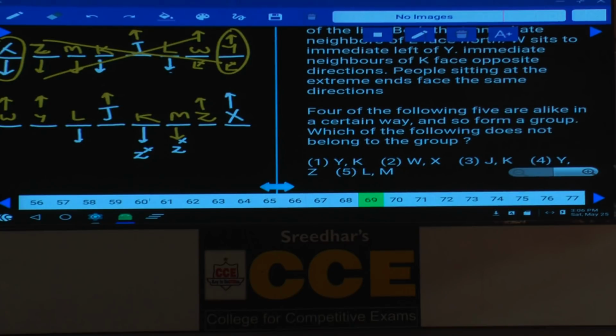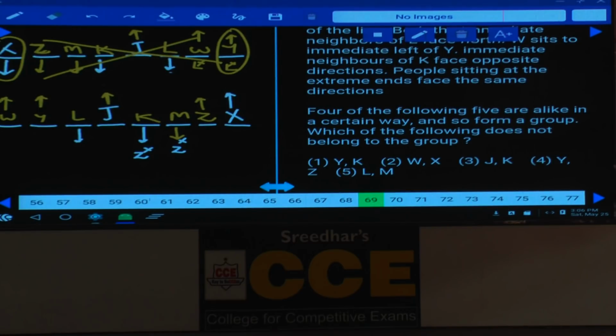Then 69, four out of the following are alike and one is the odd man out: Y and K, W and X, J and K, Y and Z, L and M. Now Y and K are facing opposite directions with 2 persons in between. W and X are facing the same direction. J and K are facing opposite directions. Y and Z are facing the same direction. And L and M also face the same direction, isn't it? Now here we got 2 different possibilities, isn't it? Either YK or JK.